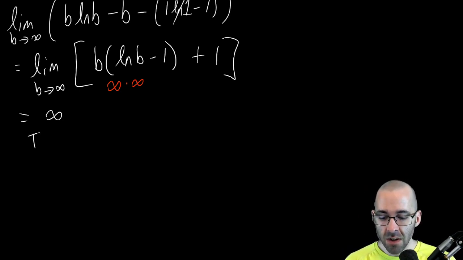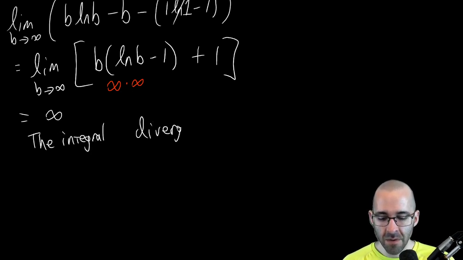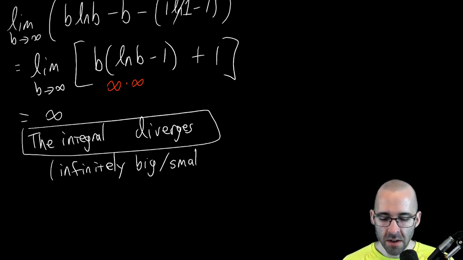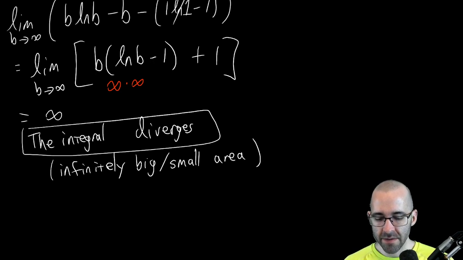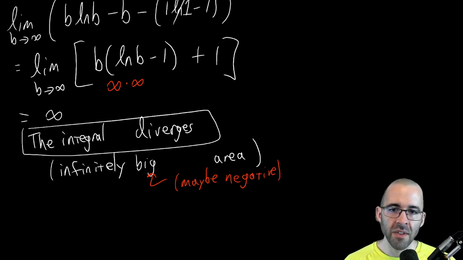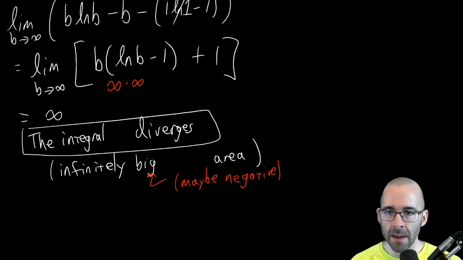We say the integral diverges. And what that means is infinitely big area. Let's not say big or small, that's kind of ambiguous. Infinitely big. Maybe it's negative. Right? Infinitely big positive or infinitely big negative. That's what diverge means. Converge means it goes to a number. The limit is a number.